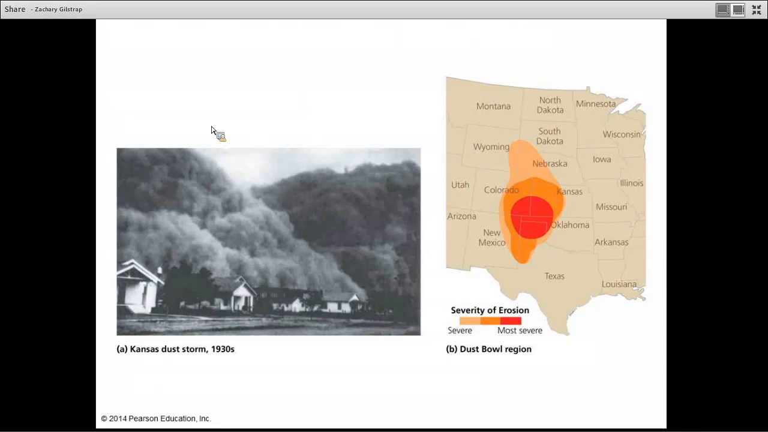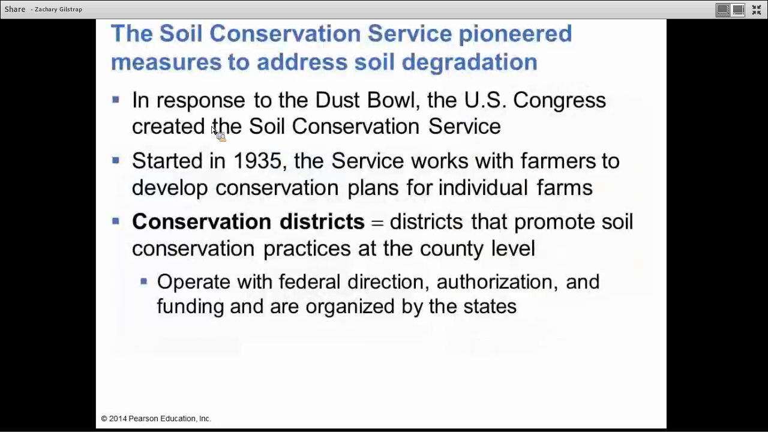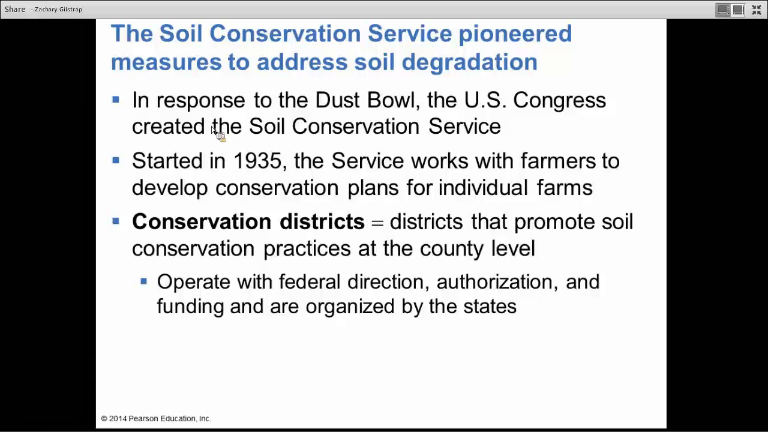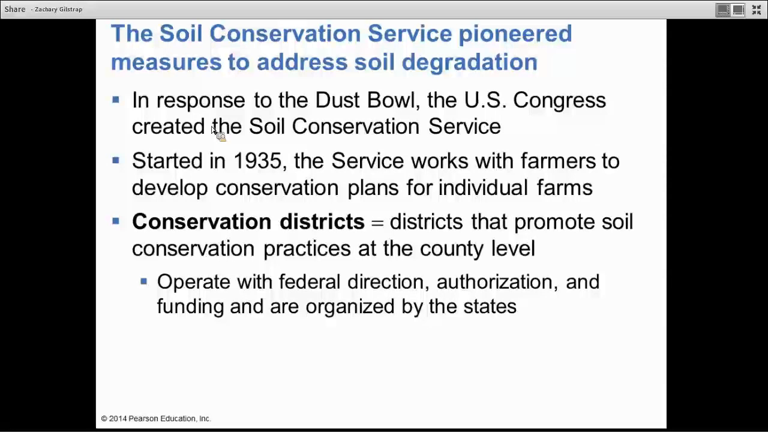Here we can see a picture of a dust storm, and on the B we see the Dust Bowl region and just how much of America was affected by this. So the Soil Conservation Service pioneers measures to address soil degradation, and they're broken up into conservation districts, and these districts promote soil conservation practices at around a county level. They operate with federal direction and authorization, and they're funded and organized by the states themselves.